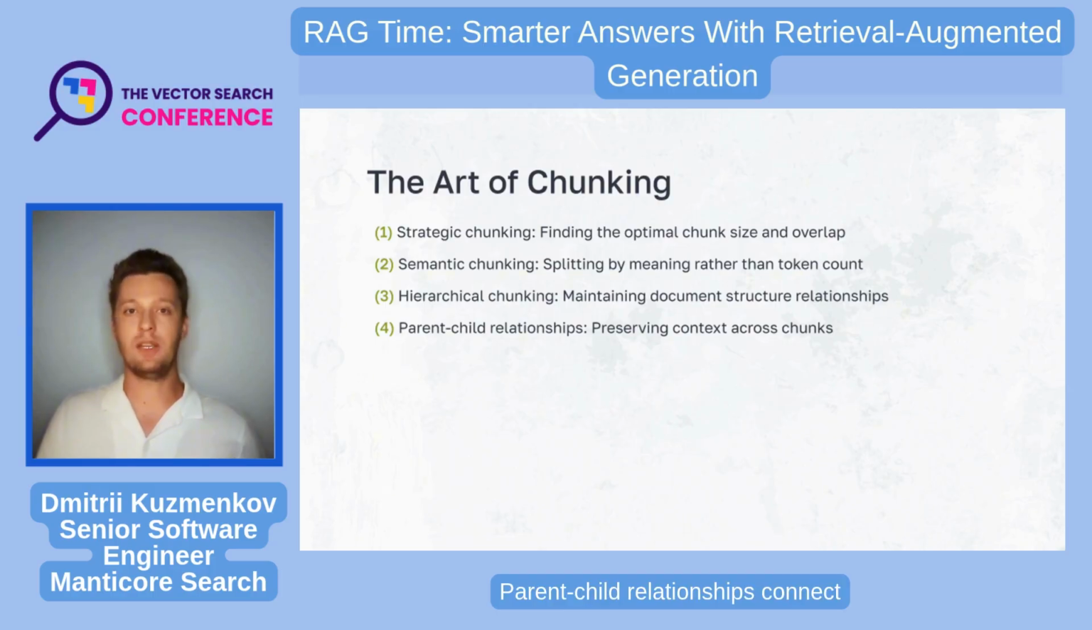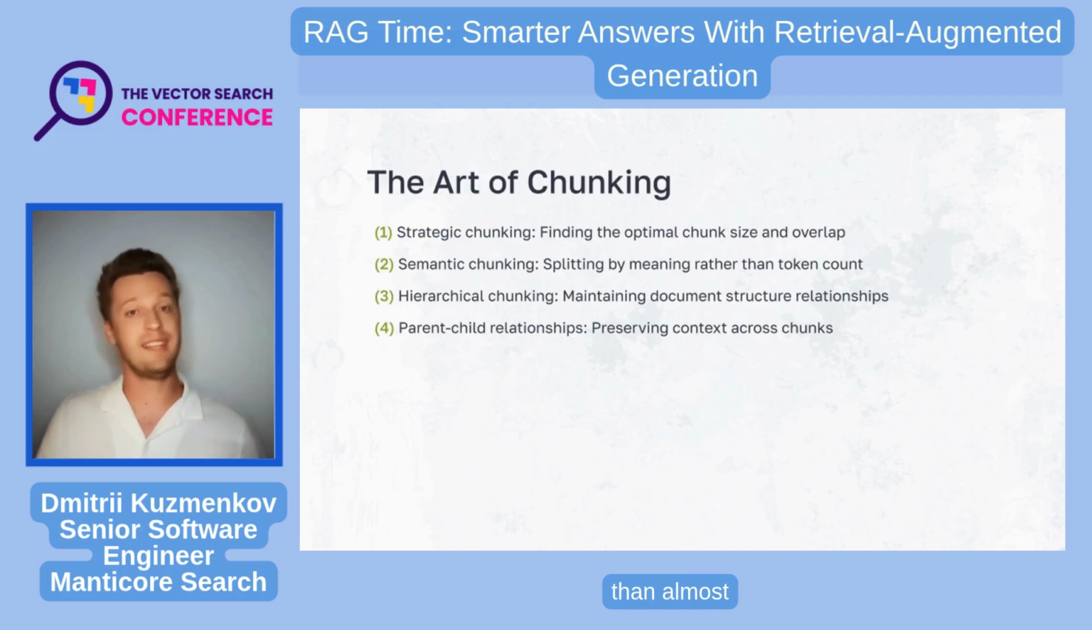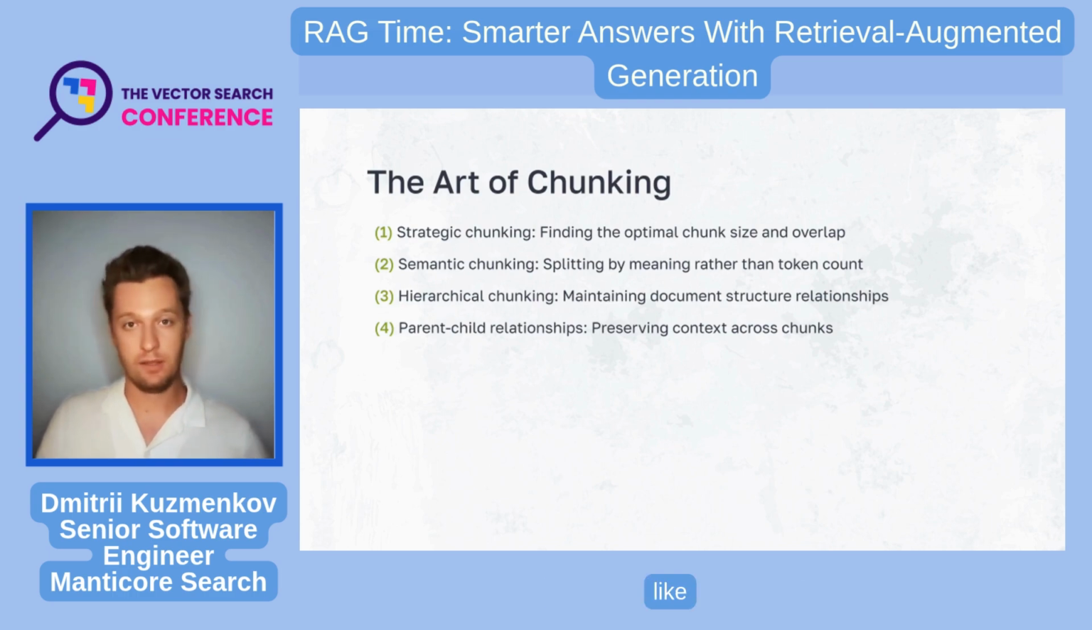Parent-child relationships connect related chunks, helping the system understand that certain pieces of information, though separated, come from the same source document. This provides crucial context during retrieval. In my experience, the right chunking strategy can improve response quality more than almost any other single optimization, often delivering better results than even expensive model upgrades.